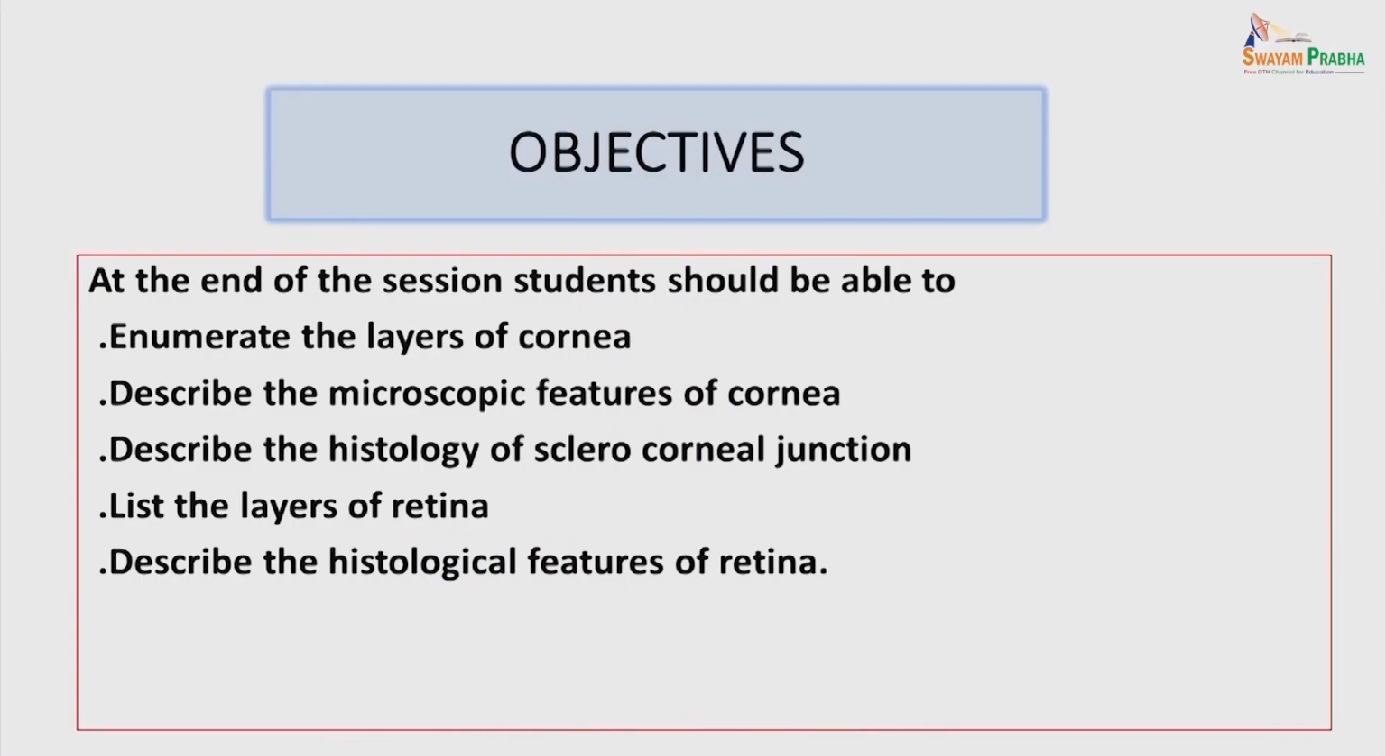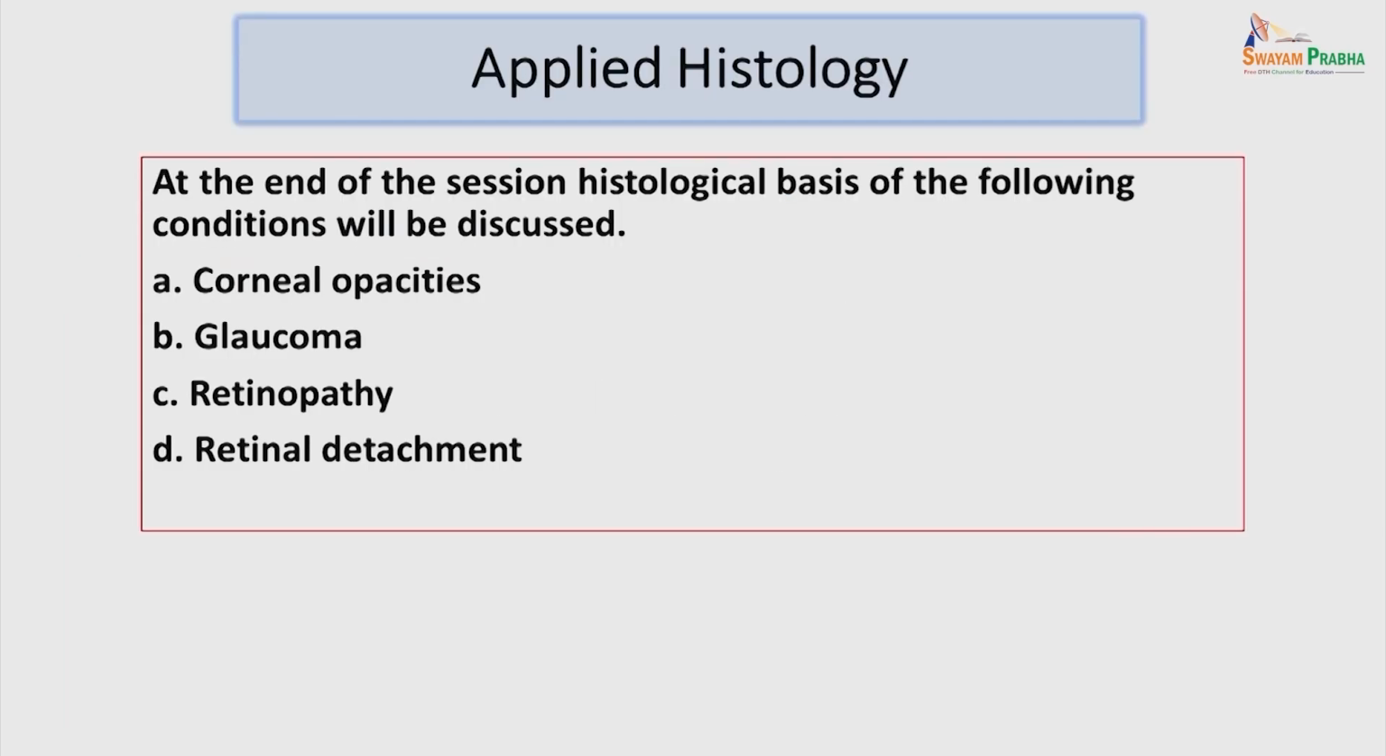Objectives are here. At the end of the session, the students should be able to enumerate the layers of cornea, describe the microscopic features of cornea, describe the histology of sclerocorneal junction, and describe the histological features of retina. Regarding the applied histology, the histological basis of the following conditions will be discussed: corneal opacities, glaucoma, retinopathy and retinal detachment.